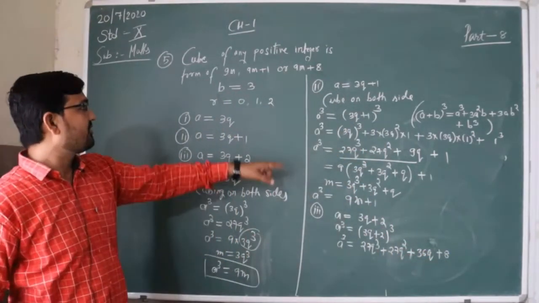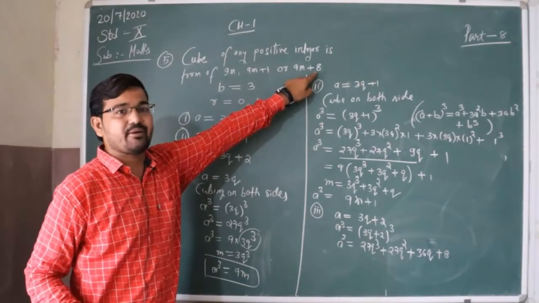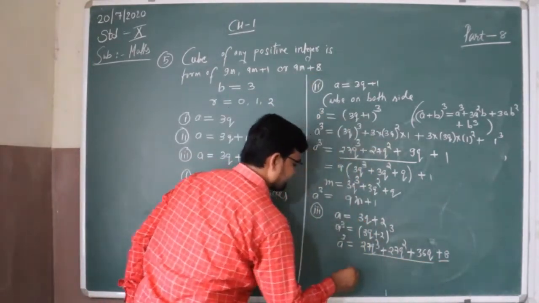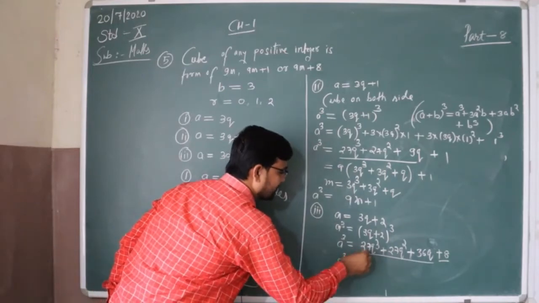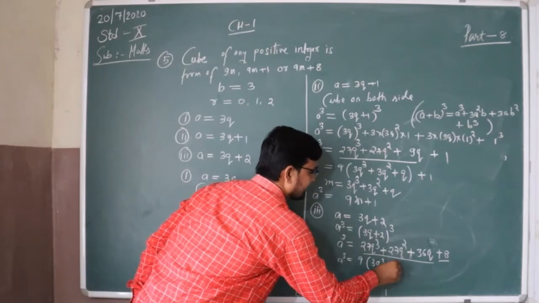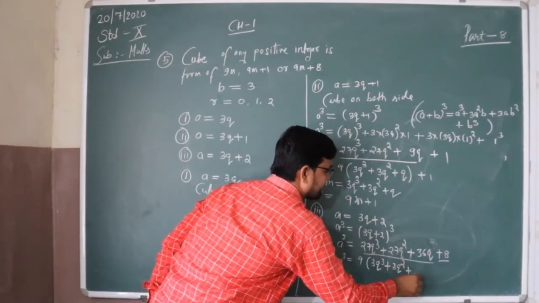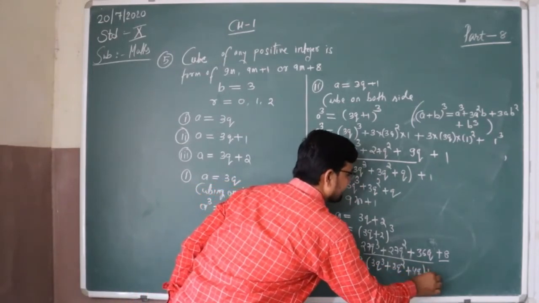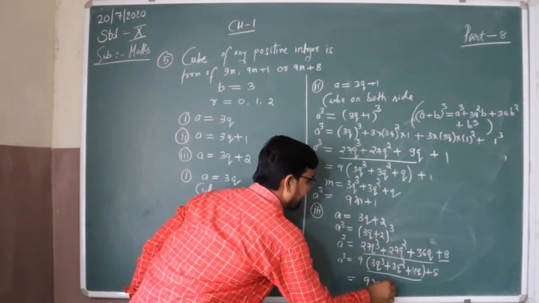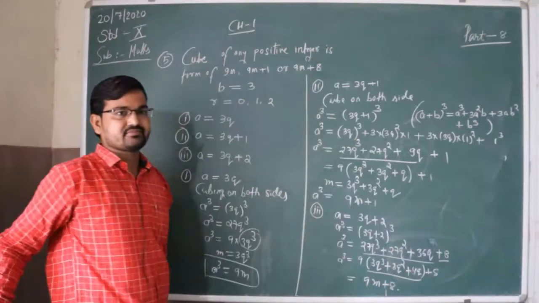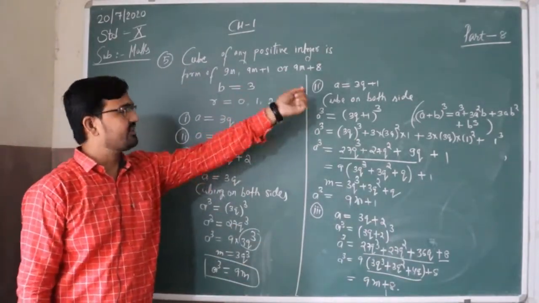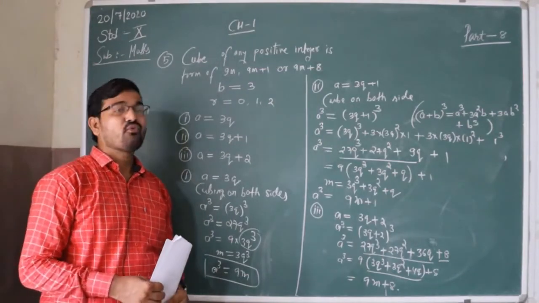Now here you can see that we can convert this into the 9m plus 8 form because 8 is there. Take 9 common from this. So a cube is equal to 9 into 3q cube plus 3q square plus 4q, plus 8. This will become m. So 9m plus 8. This is how we can convert this into the 9m, 9m plus 1 or 9m plus 8 form.